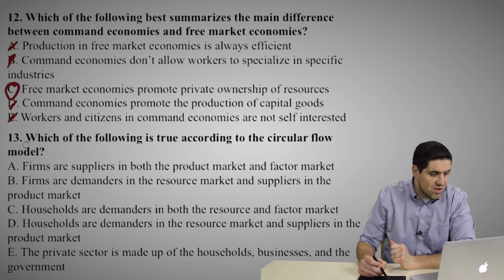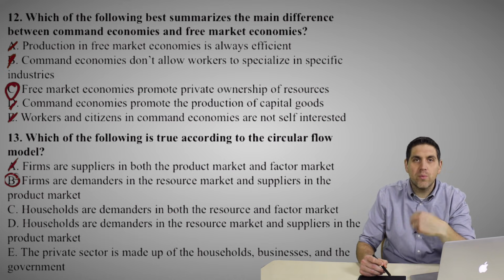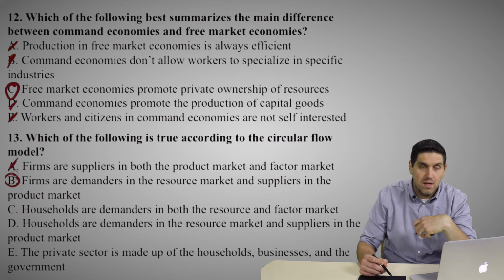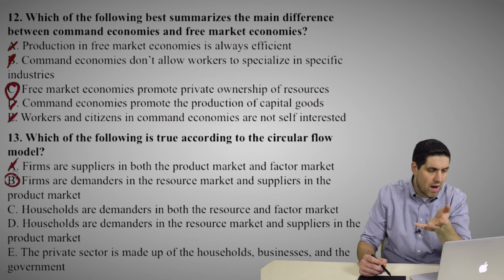Okay, question 13. Which of the following is true regarding the circular flow model? All right, firms are suppliers in both the product market and the factor market. That's incorrect. Nope, that's not it. Firms are demanders in the resource market and suppliers in the product market. There's your right answer. Firms, they want resources. They demand resources, and then they produce products.